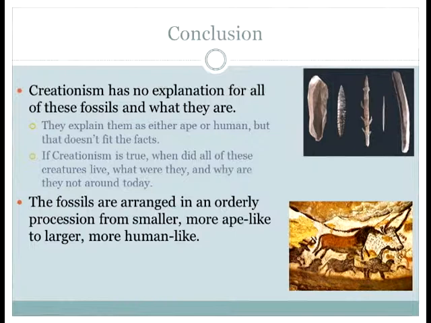We see that they are arranged in an orderly procession from smaller, more ape-like to larger, more human-like. And we can see that we have multiple fossils that show us that progression. Far from the fact that we're missing fossils and don't have transitional fossils as creationists try to claim, we actually have multitudes of fossils, and we have a very orderly sequence of evolutionary progress that shows up in the fossil record and shows us without any shadow of a doubt that evolution, particularly human evolution, occurred.